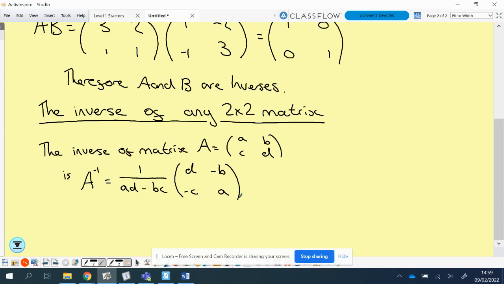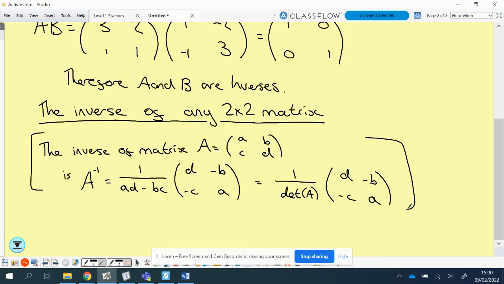So that's how you get the inverse of a matrix A. You might notice that the denominator there is actually the determinant of matrix A, so it's 1 over the determinant of A. We looked at determinants in a previous video. Then you multiply, and basically you swap D and A about and change the signs of B and C. That's the formula that allows you to work out the inverse of any 2 by 2 matrix. Let's look at an example to show you how that works.